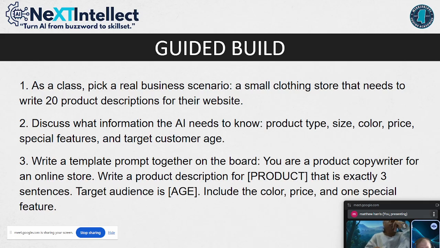Then you would write a template prompt together on the board where you would say, okay, product copywriter for an online store, write a product description for what that product is, that is exactly 3 sentences, what's your target audience, and include the color, price, and one special feature. Okay, so it gave us kind of an outline for what you could fill in the details with your template.